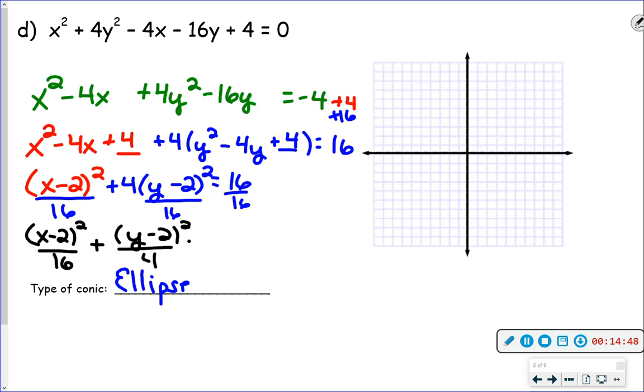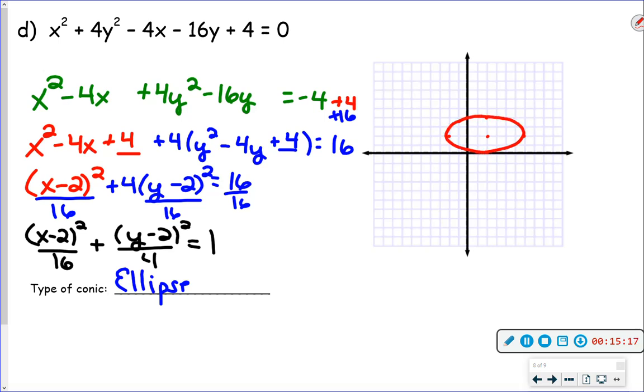All right, let's mark it. What's your center? 2, 2, nice and easy. 16's under x. What's the square root of 16? 4. So 4 right, 4 left. 4 is under y. Square root of 4: 2. So 2 up, 2 down. Let's try to draw the oval.